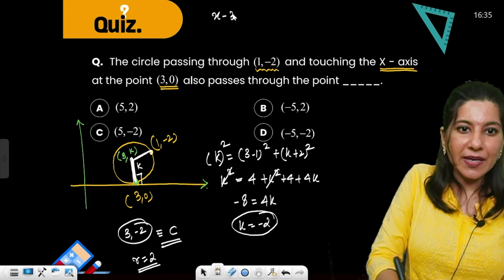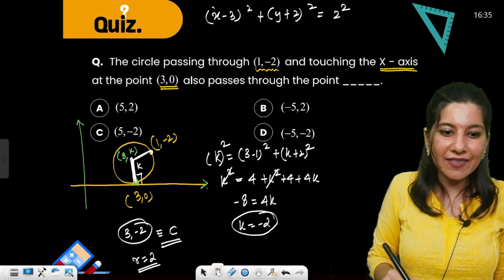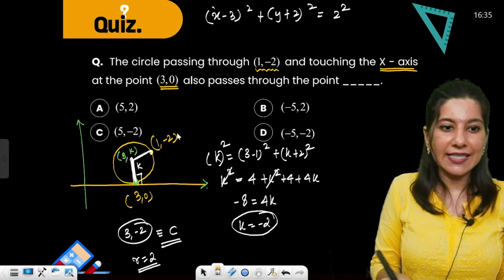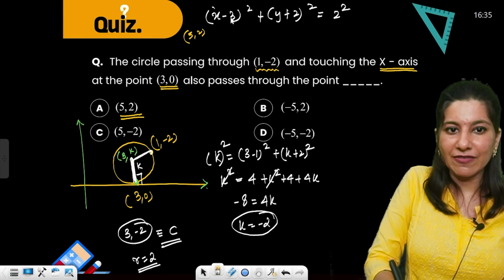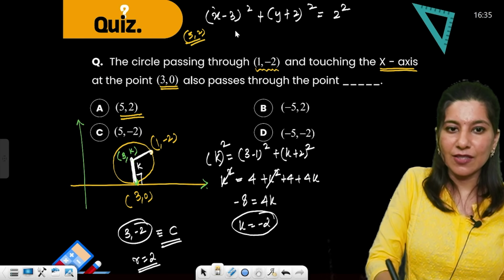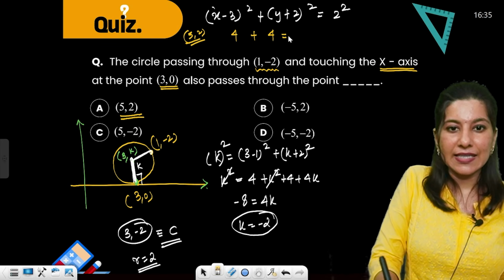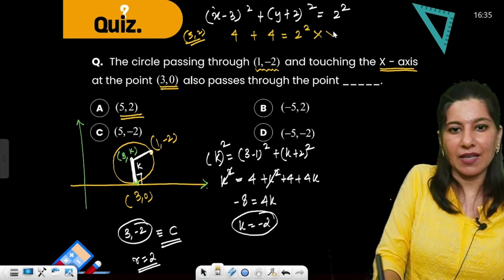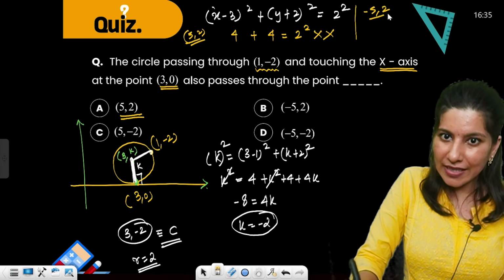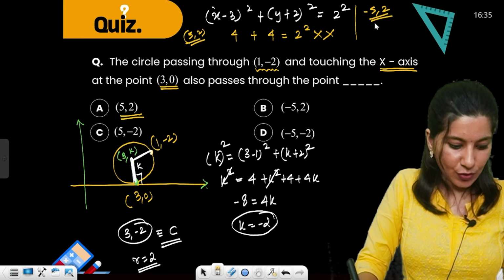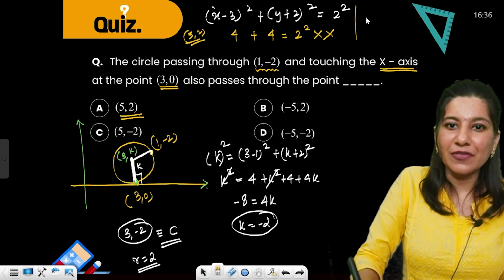Write down the equation: (x minus 3) whole square plus (y plus 2) whole square equals 2 square. Now, plug in the values and check which option is satisfied. (5, 2): is it satisfying? If I put 5, 5 minus 3 is 2, and 2 plus 2 is 4, so 4 plus 16 equals 2 square. Not happening. Option A rejected. Actually, it is clear that (5, minus 2) will get satisfied. It's very obvious.